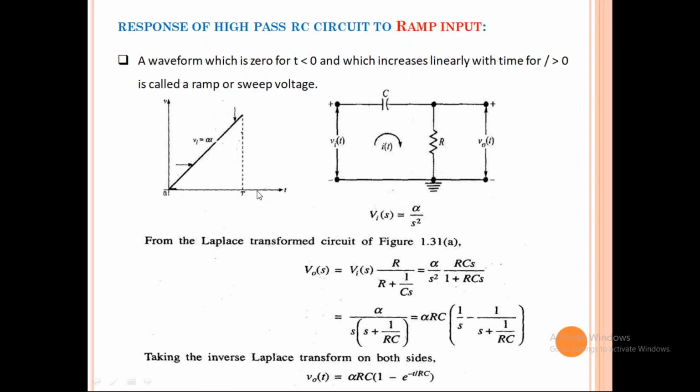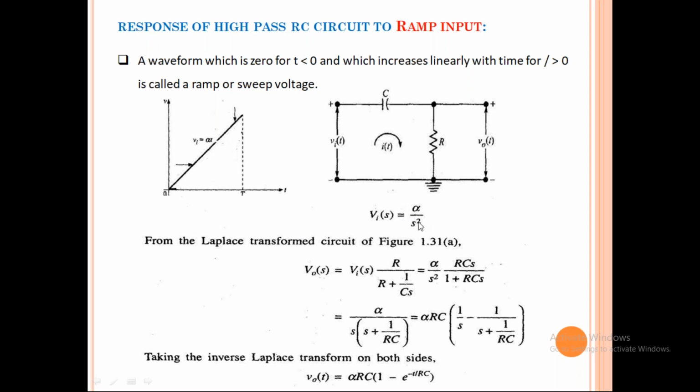And next input, now the ramp input. We know that the ramp input Vi of t is represented as alpha t. Applying the Laplace transform, we get alpha by s square. Now the output voltage, or gain, is V naught of s by Vi of s. So V naught of s equals Vi of s into the output impedance by the total impedance. Here the output impedance is across the resistor, so R by R plus 1 by Cs.